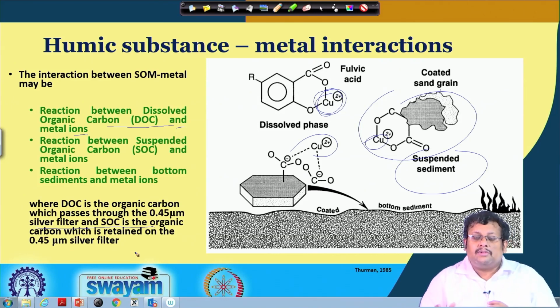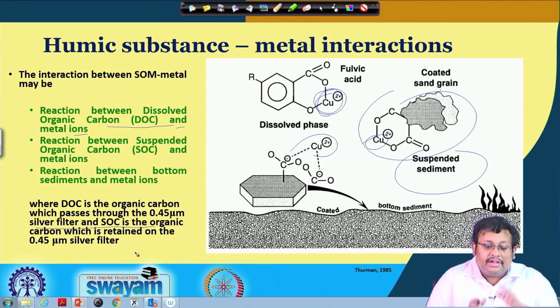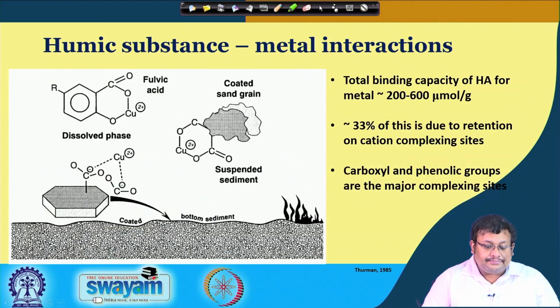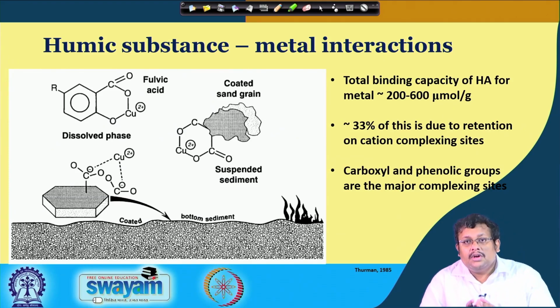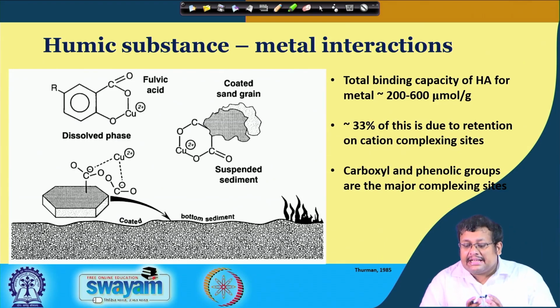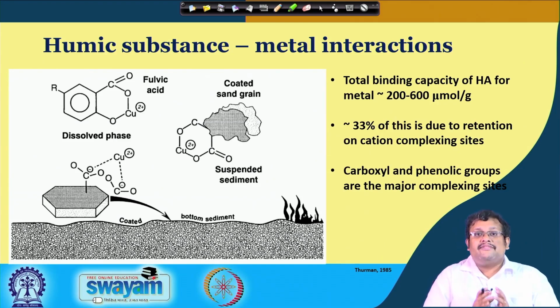So in a water body, we can see these different types of humic substance and metal interaction in three different phases. The total binding capacity of humic acid for metals varies from 200 to 600 micromole per gram, of which 33% is due to retention at cation complexing sites. Carboxyl and phenolic groups are the major complexing sites.